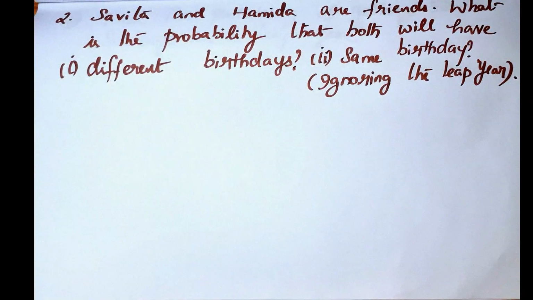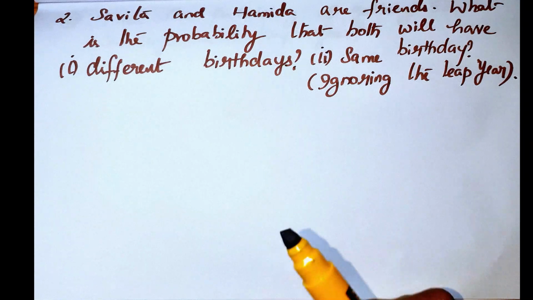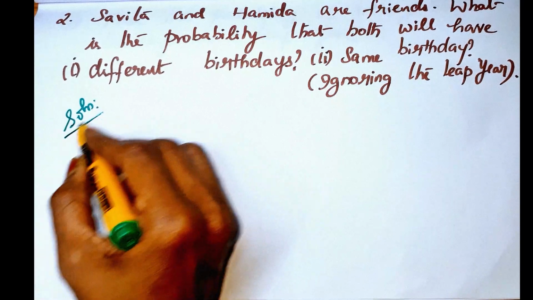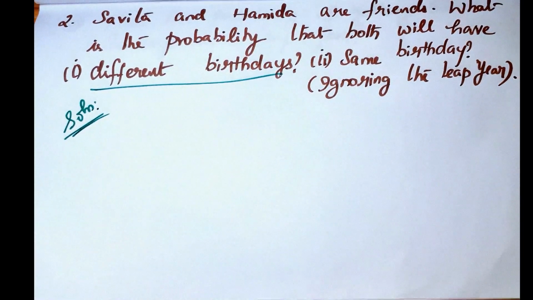Now come to the next problem. Savita and Hamida are friends. What is the probability that both will have different birthdays and same birthday? So two friends are there. We are going to find the probability that both are having the same birthday. The birthday should come on the same date, what is its probability, and if they come on different dates, what is its probability. First question is different birthdays.